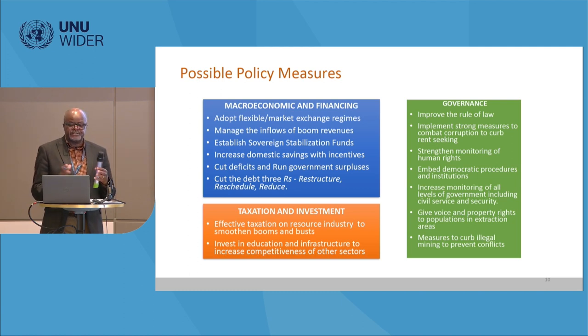Now, in terms of theory, what measures can a country implement to subvert the resource curse? In terms of macroeconomics, you can adopt flexible exchange rates to avoid the overvaluation of currencies, and manage the inflows of boom revenues by establishing sovereign funds, which can be built up during the years of the boom and utilized during the lean periods. You can also increase domestic savings with incentives as domestic resource mobilization, and also cut the government deficit. The final thing here is that we should cut the debt using the three R's: restructure, reschedule, and reduce. Yesterday when I was at the airport, I thought of another one, reform. So there are now four R's.